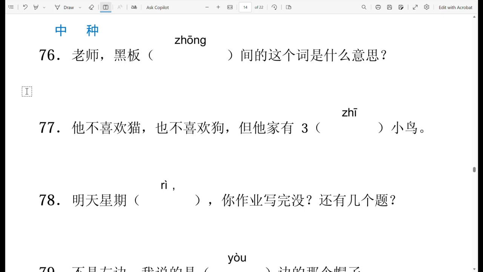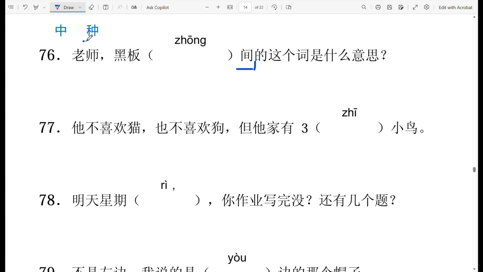How can we know which one of these characters it is? We have to go and read the sentence. So let's read. 老师黑板中间的这个字是什么意思? So 老师 teacher, 黑板 is the blackboard. Usually we are used to seeing something like 黑板上, so on the blackboard. Here we have 黑板中间. The zhong is part of this word composed by 2 characters.